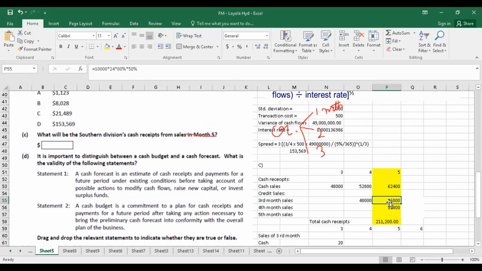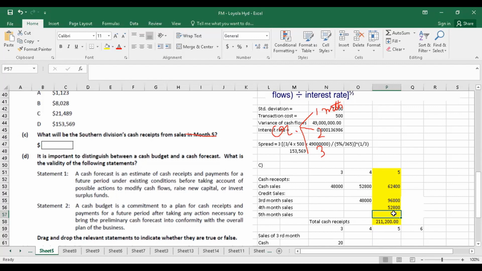if we talk about 5th month sale, out of the credit sales, here this is 5th month sales. We are doing it for the 5th month only. 5th month sales, only the cash sale will be received. Credit sale will be received in the 6th month, 1 month later, one portion in the 7th month, one portion in the 8th month. So nothing would be collected from the credit sales of 5th month.